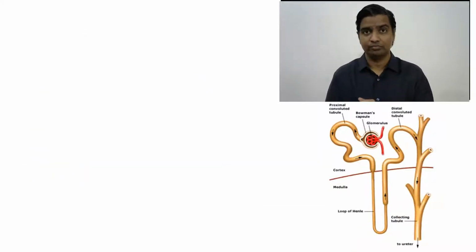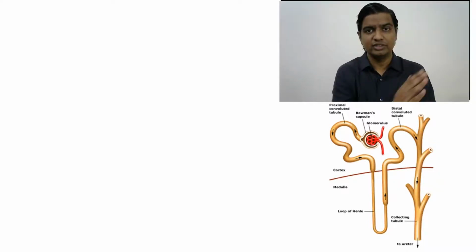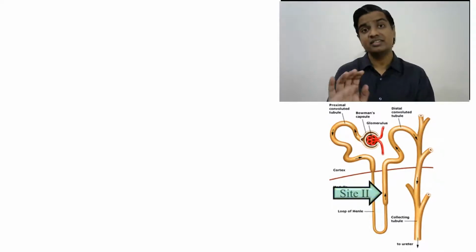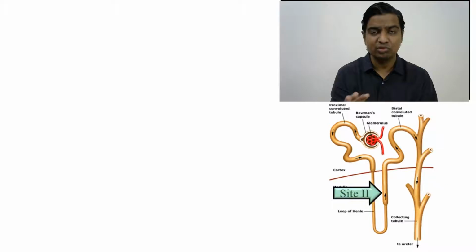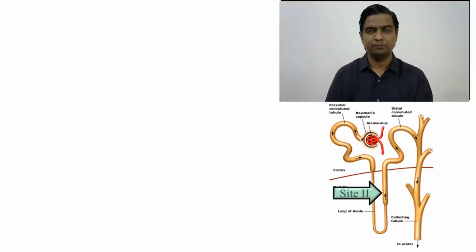Now, the proximal convoluted tubule is out of the equation. Let's talk about the loop of Henle. The loop of Henle will be considered as site 2 for the time being. I am going to talk about the medullary part of the loop of Henle, actually speaking, the ascending limb of the loop of Henle.